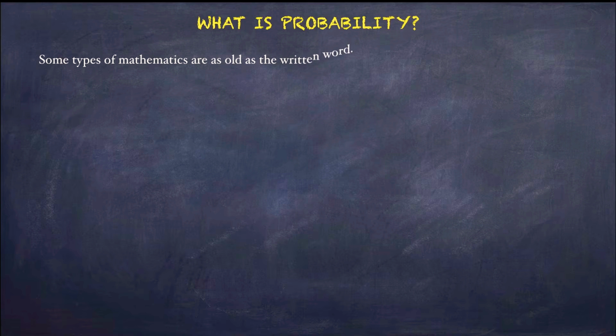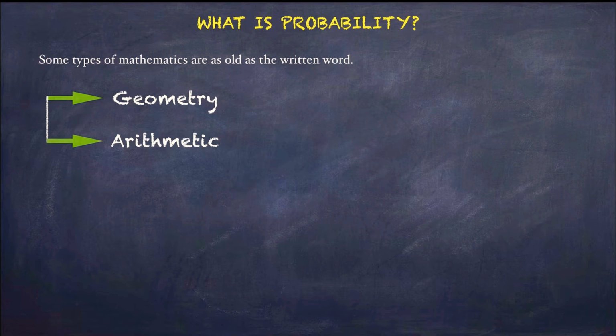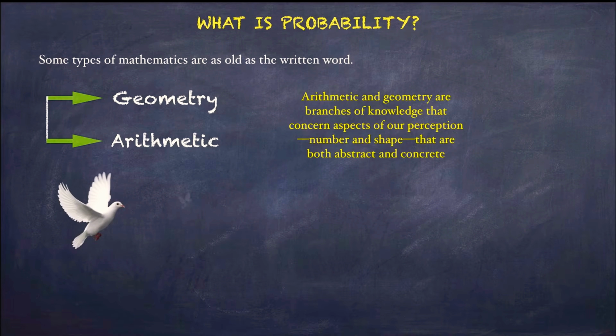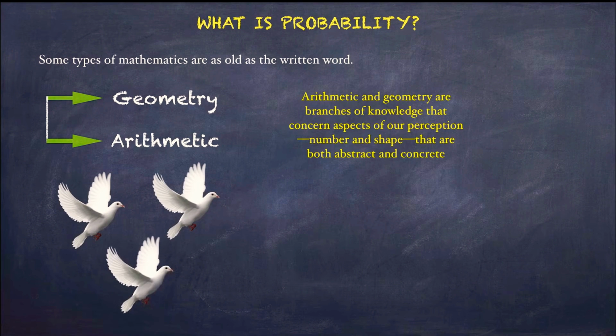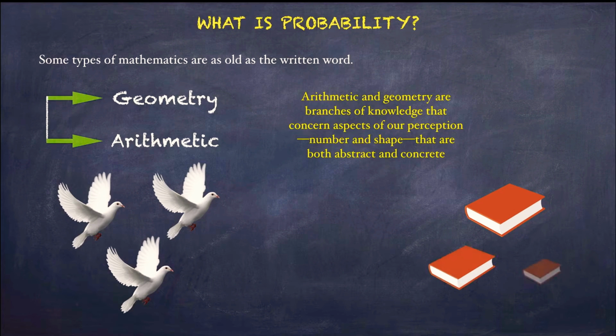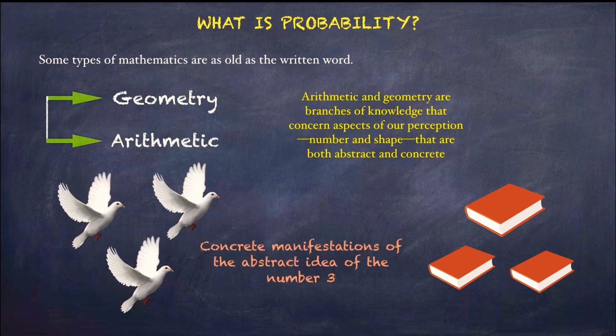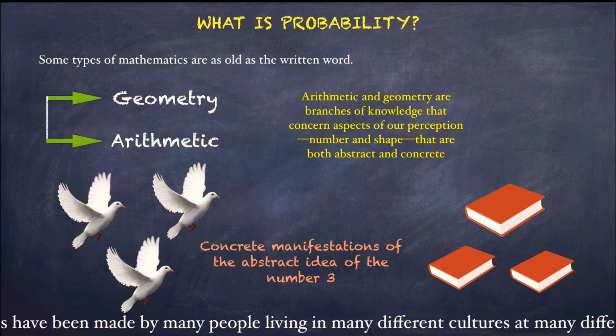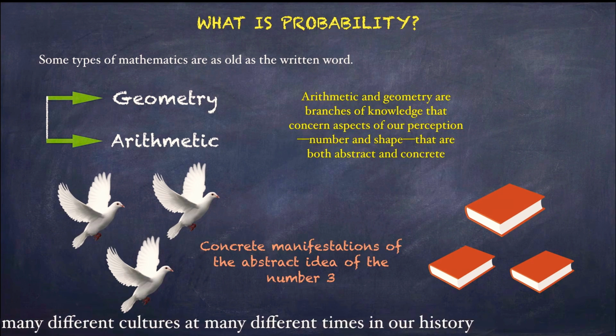Some types of mathematics are as old as the written word. Geometry and arithmetic are probably the oldest. Arithmetic and geometry are the branches of knowledge that concern aspects of our perception, number and shape, that are both abstract and concrete. If you have three birds, for example, and three books, they are the concrete manifestation of the abstract idea of the number 3, nothing else. These simple observations have been made by many people living in many different cultures at many different times in our history.